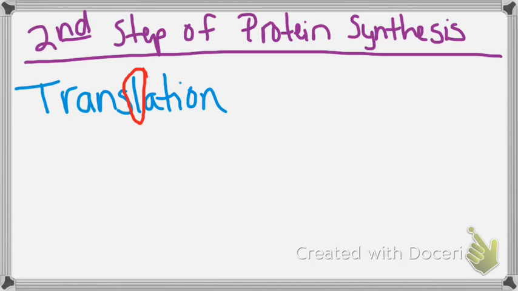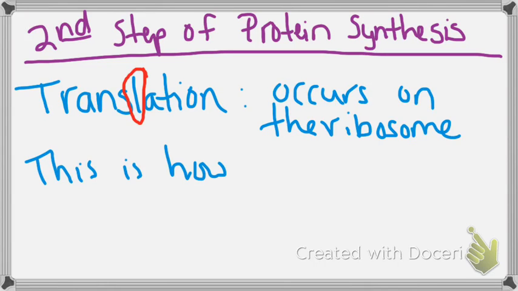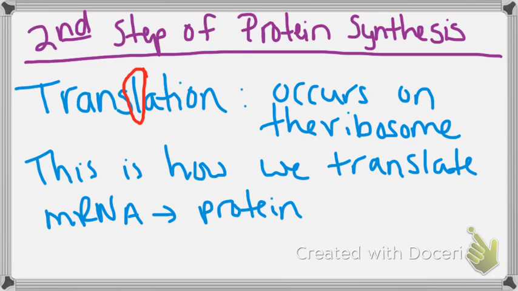Some important things about translation include the fact that it occurs on the ribosome. Now ribosomes can either be attached to our rough ER or free floating in the cytoplasm. And we translate mRNA into a protein. So this is like the factory reading the instructions, the blueprint, and building the product.